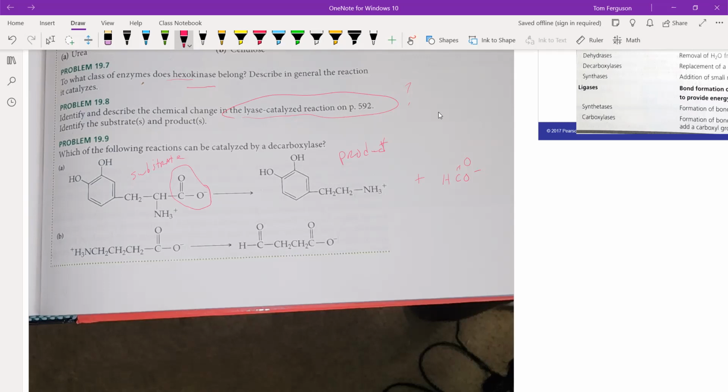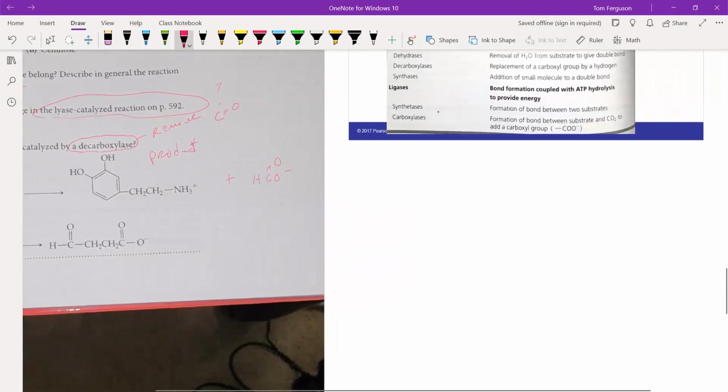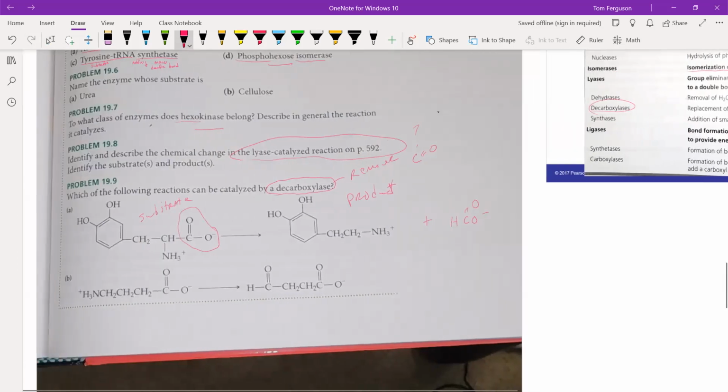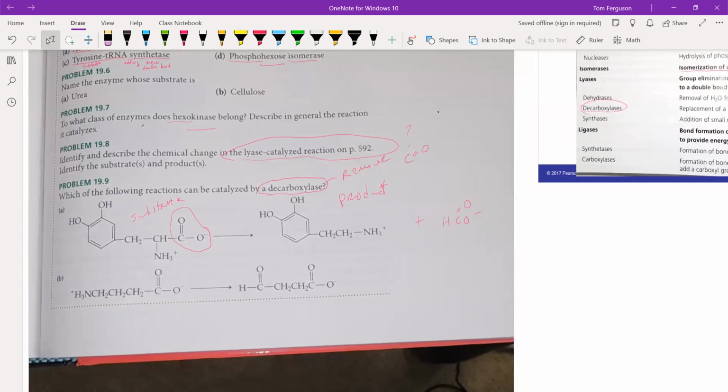This is gone. That's the difference. So this is going to be a numeric acid. Okay, so the decarboxylase removes a carbonyl group. So if we look over here, replacement of a carbonyl group by a hydrogen. Okay, so that's what's going on here. That is removed.